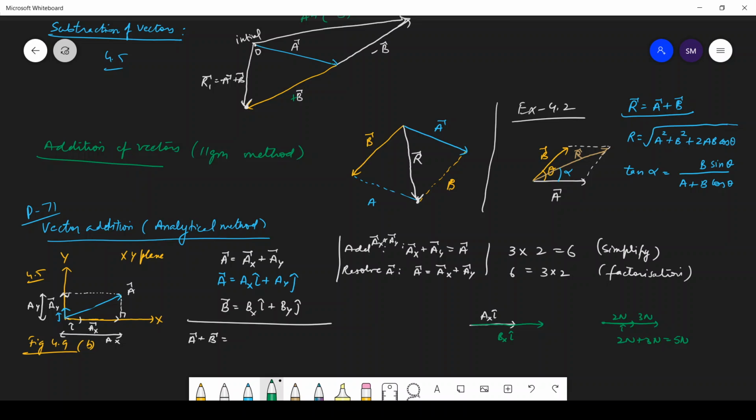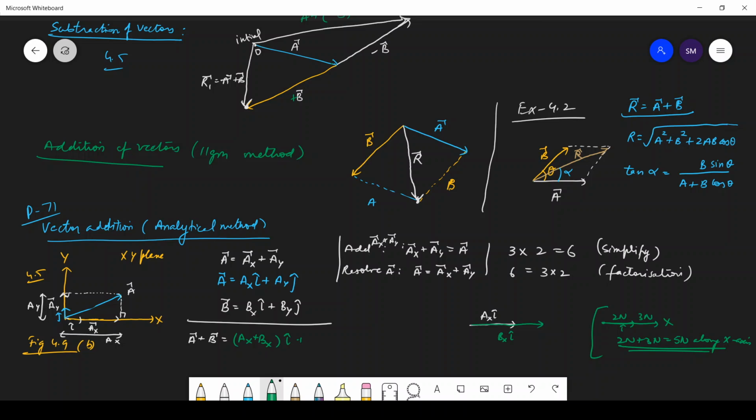So if this is along the x-axis, your answer will also be along the x-axis, right? It's so simple if both are in the same direction. It's so simple to add, and that is what we are doing. So we have resolved them along the x-axis, and now we simply need to add them. The direction will remain the same, and their magnitudes will be added. So ax plus bx, but the direction will remain the same, and that is i cap, isn't it?